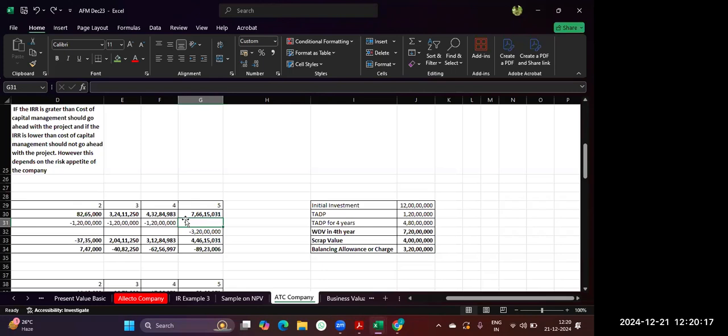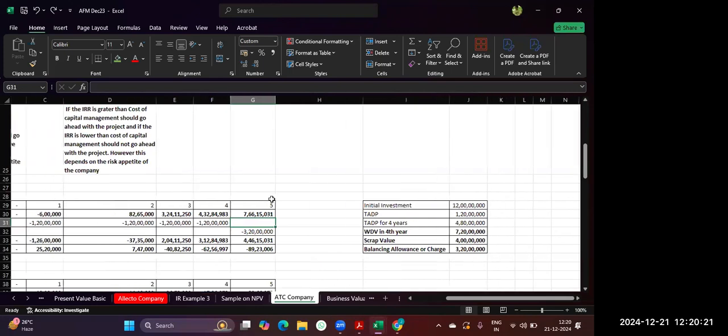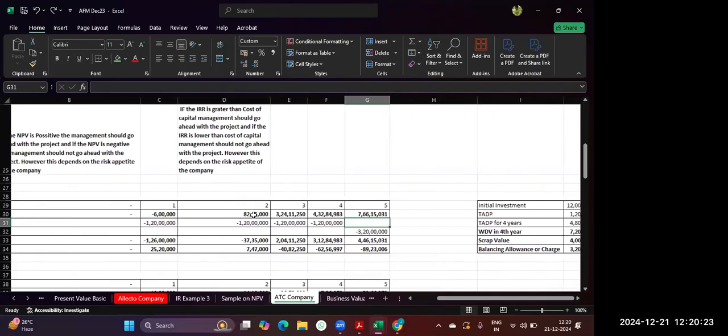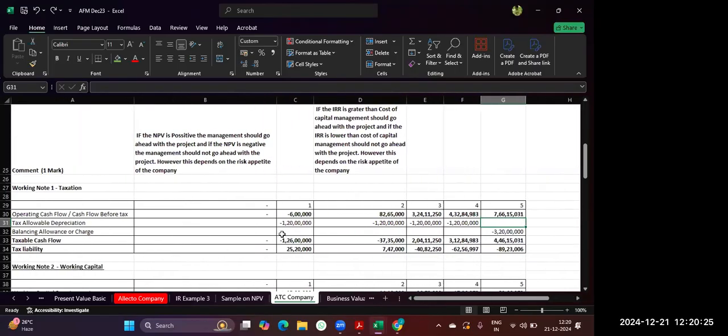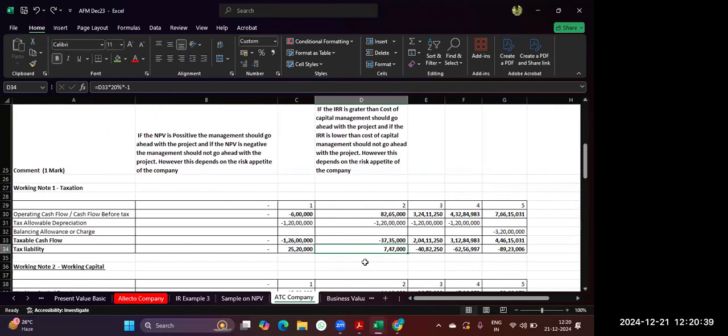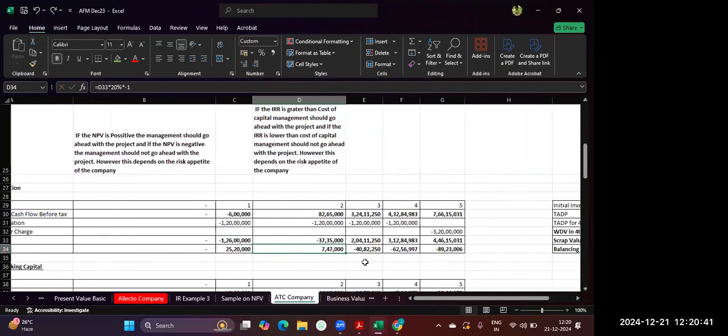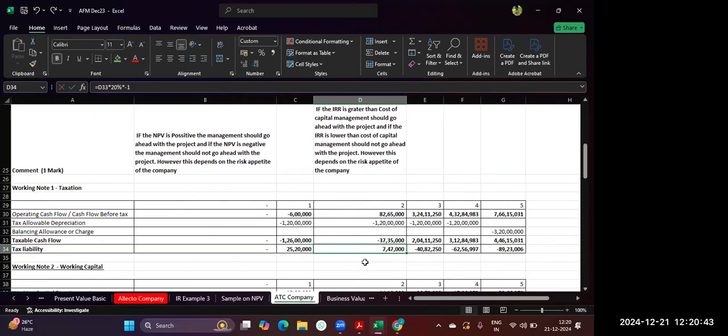Understood? Yes, sir. Any questions? No, sir. Now, that means I've calculated my taxable profit, right? That is revenue, operating cash flows less the depreciation. So if you see in the first 2 years, I have a negative value. What does that mean? That means I will get a tax refund. Correct?